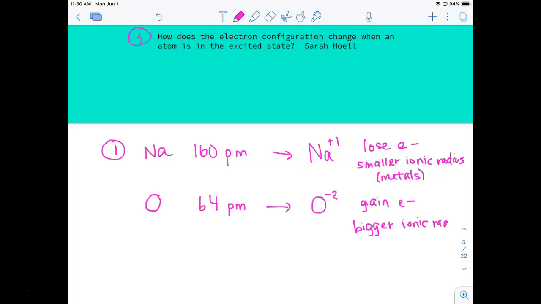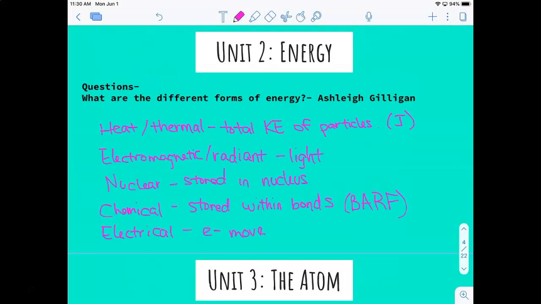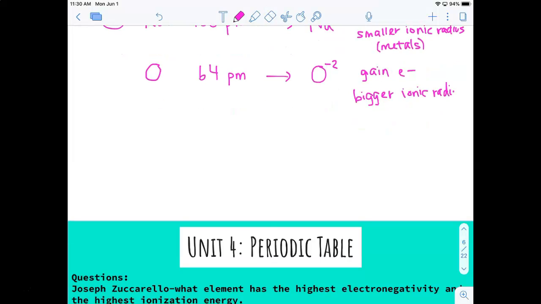So if they give you answer choices, whoops, sorry guys. If they give you answer choices, you always want to pick something that has a negative charge. That's going to make it get bigger.